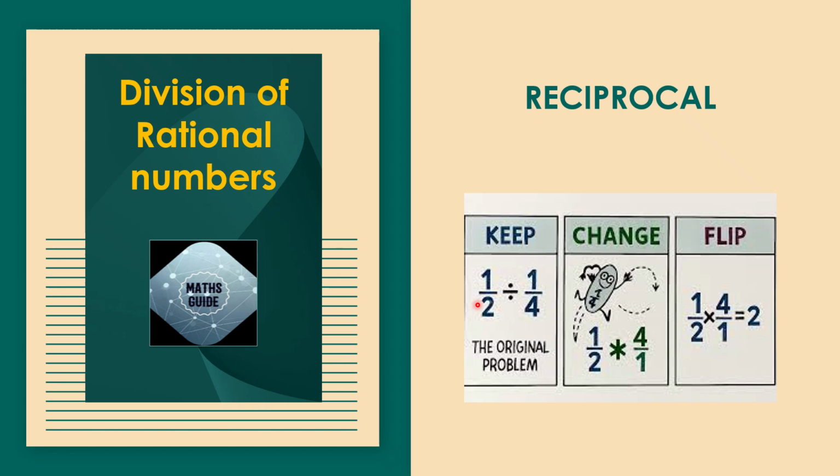4. We will keep the first fraction, that is 1 by 2, and change the sign in between them. We will change the sign of division into multiplication and flip the second fraction. It means the numerator will become denominator and denominator will become numerator. This is how we can solve this question, and this step of keep, change, flip is called reciprocal. Taking reciprocal of any fraction means the numerator becomes denominator and denominator becomes numerator. After that, we will use the same rules of multiplication.